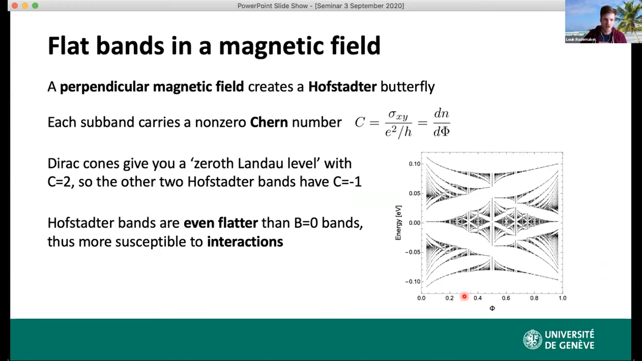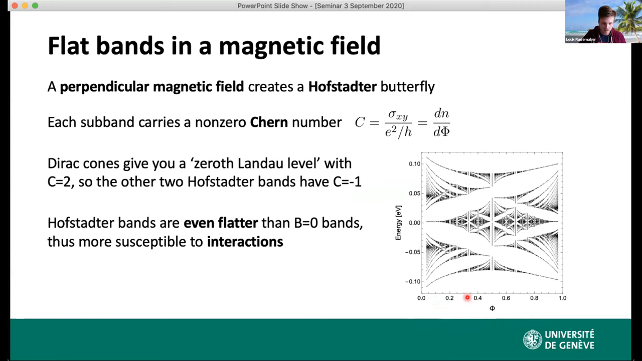So to start with, we all know we have flat bands. I won't go into detail there. But you know that if you take any band structure of a lattice system and you apply a magnetic field, you get a fractal spectrum, which is known as a Hofstadter butterfly. Here on the right of the slide, you see the Hofstadter butterfly for twisted bilayer graphene that we calculated. And you see this beautiful fractal structure.